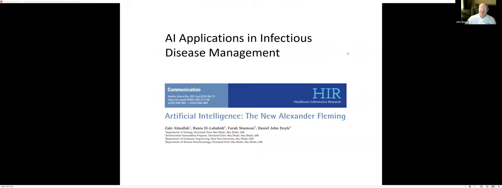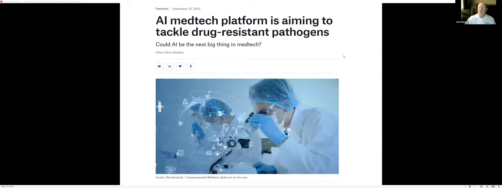Here's an article, "Artificial Intelligence, the New Alexander Fleming," for which I was co-author, and this was published in Healthcare Informatics Research. Could be that AI is the next best thing in tackling drug-resistant pathogens by coming up with possible new molecules that could be useful in treating pathogens, particularly bacterial pathogens.